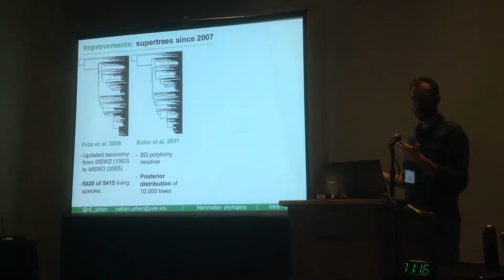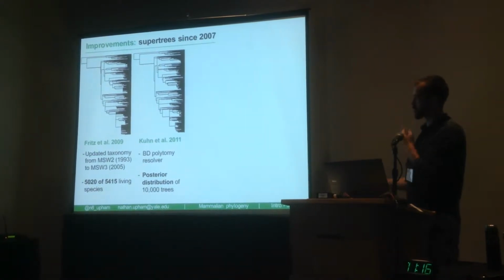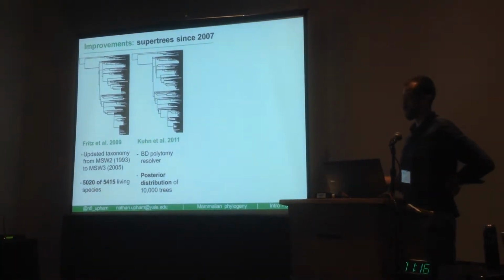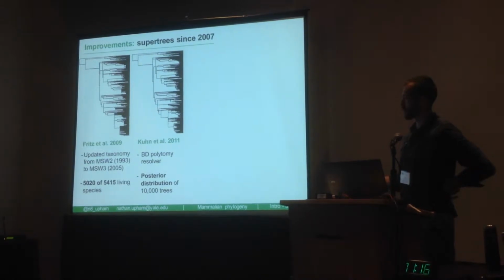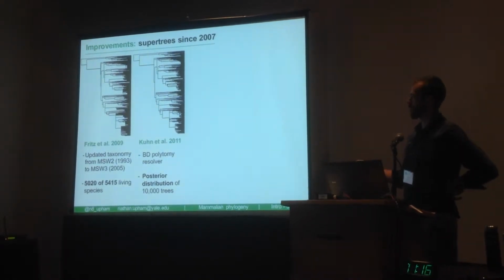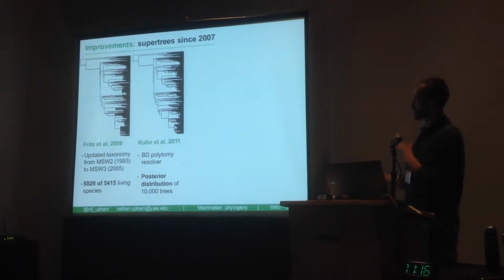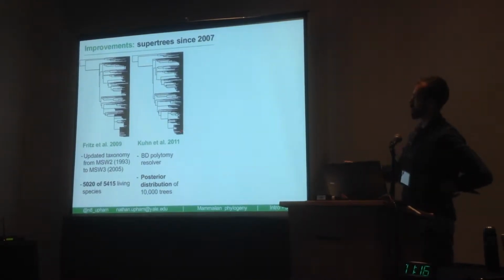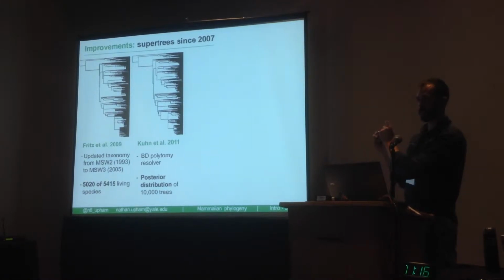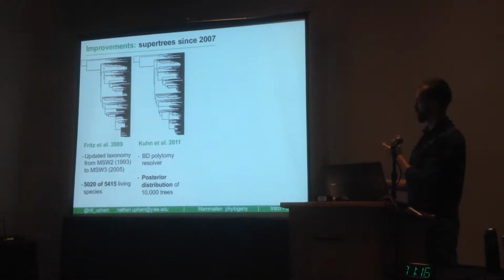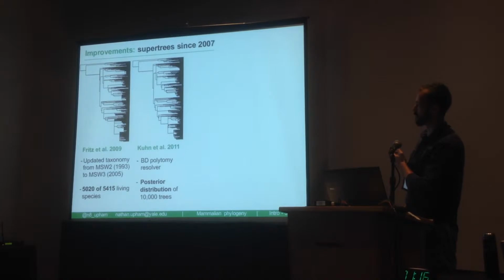And so there's been improvements since 2007, first in updating the taxonomy from the 93 mammal species of the world to the 2005, and then in resolving the polytomies using a birth death model. But you can see that the structure of the tree really doesn't change very much. These are all very short nodes at all the polytomies, so they're still inferred as areas of rapid radiation.